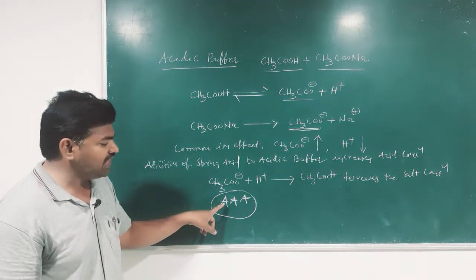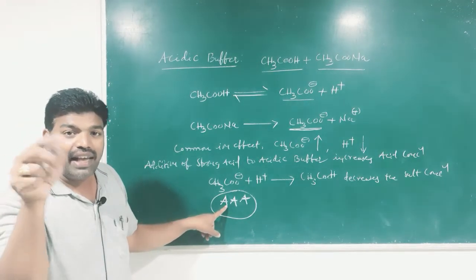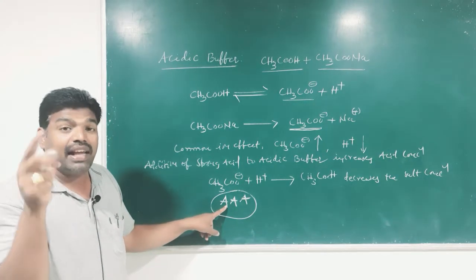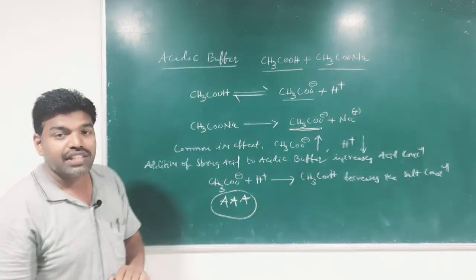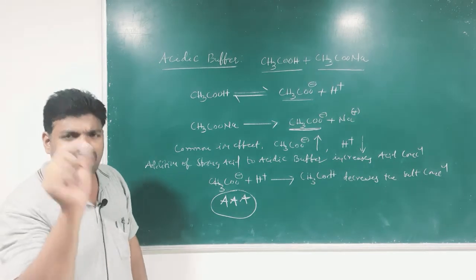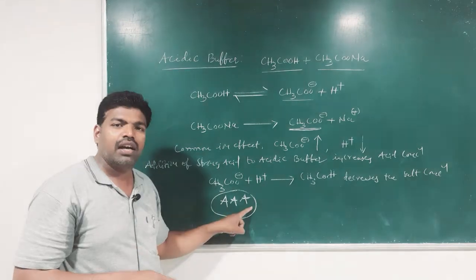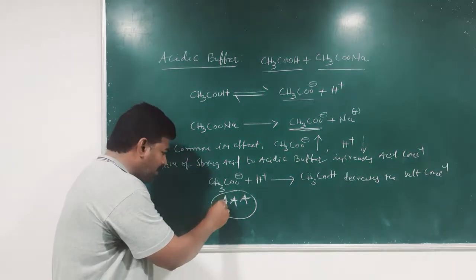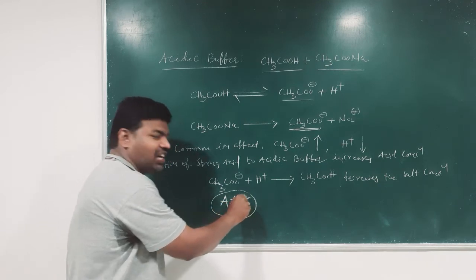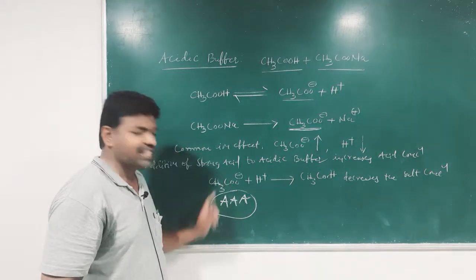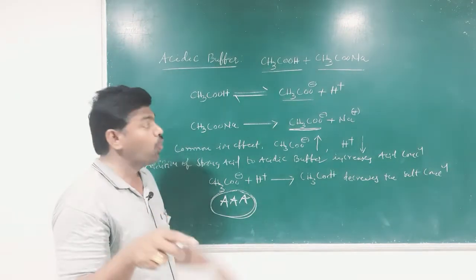With the help of this mnemonic we can recollect the entire concept, or the entire reactions that happen when we are adding strong acid to an acidic buffer. Please keep this mnemonic in your mind. For an acidic buffer, when strong acid is added, the concentration of acid increases. So, with the help of the mnemonic we can memorize the whole statement.